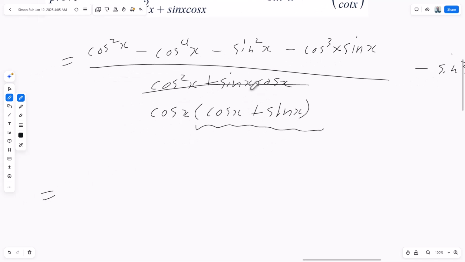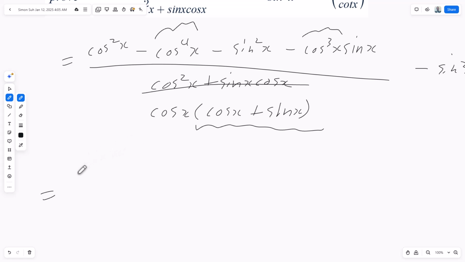If we look carefully, we have a sine x here and a cosine 4x here. So we have cosine cubed x and cosine 4x. If we take out a cosine cubed x from both of these, it becomes cosine x minus sine x. And if we take a minus sign out of that as well, it becomes cosine x plus sine x. Let's rearrange the numerator so it's easy to look at.